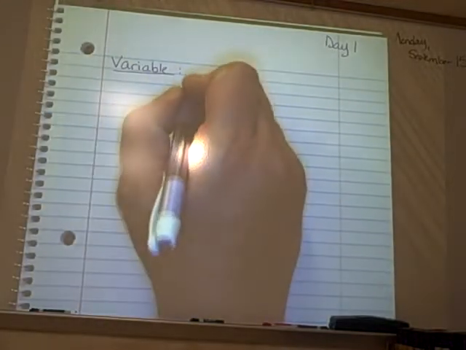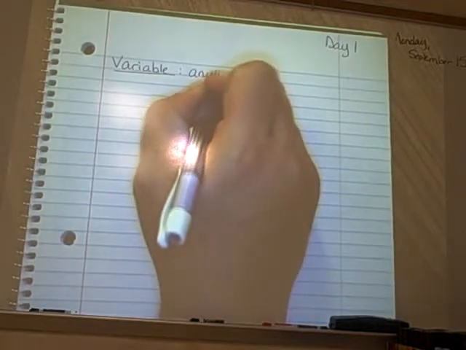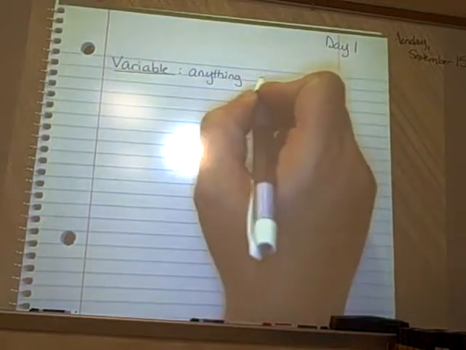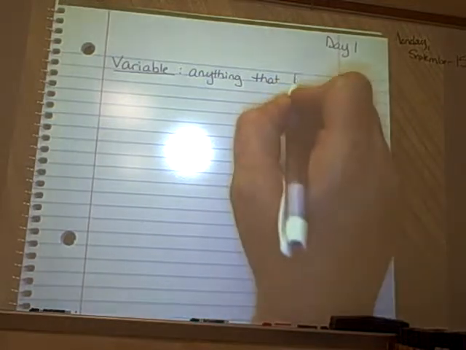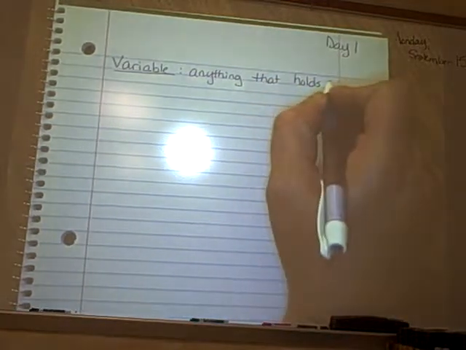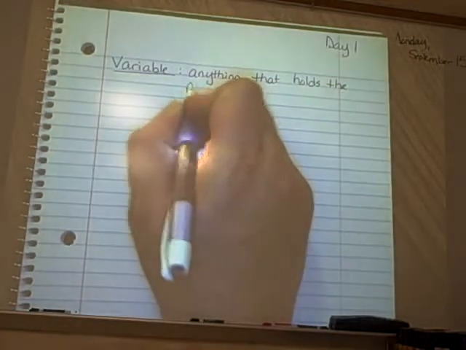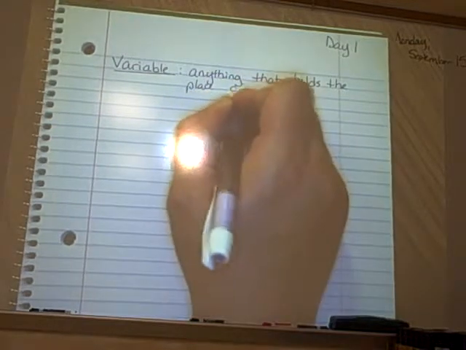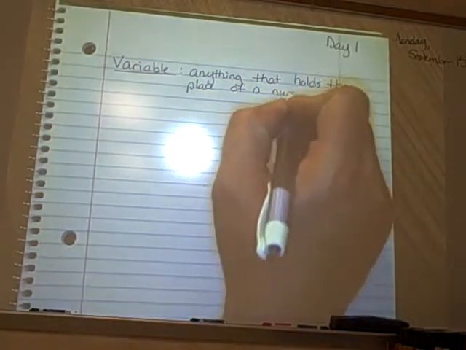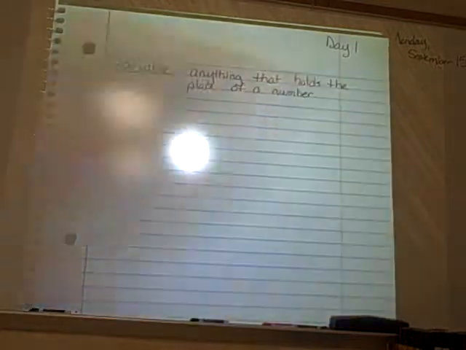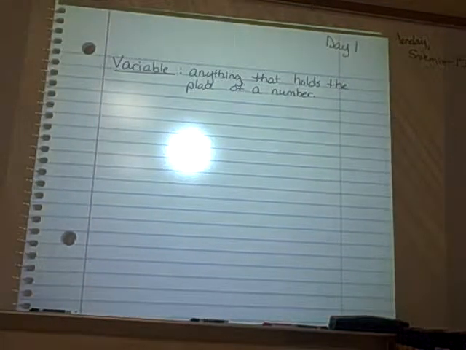A variable is anything that holds the place of a number. Anything that holds the place of a number.